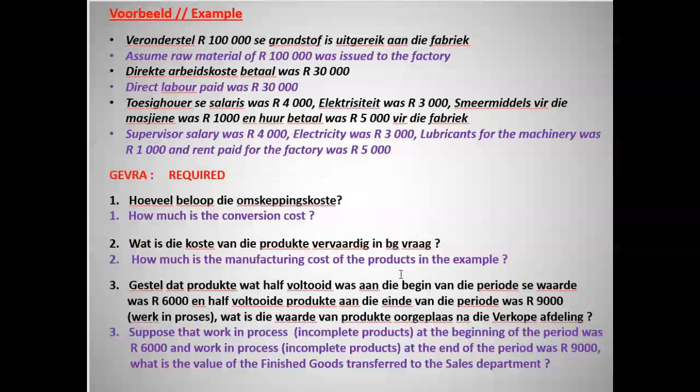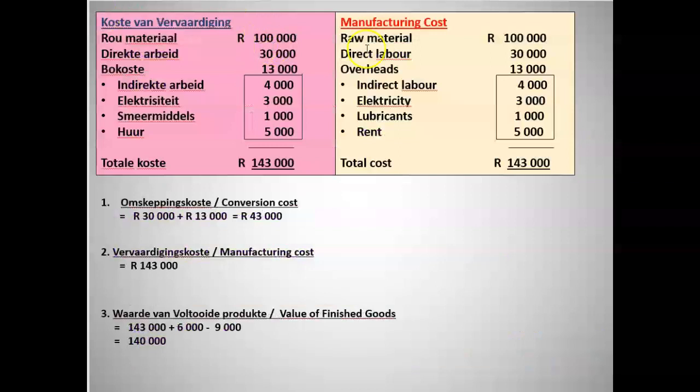Now pause the video and quickly do the example. How much was the total manufacturing cost? It's obviously the raw material of 100,000, direct labor of 30,000, and then my overheads: 4,000 plus 3,000 plus 1,000 plus 5,000. And once I've done that all, it gives us a total of 143,000 Rand. Raw material, direct labor, and all our overhead costs, which in total gives us 143,000 Rand.